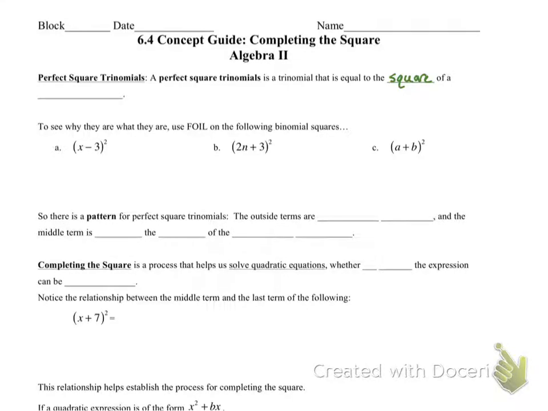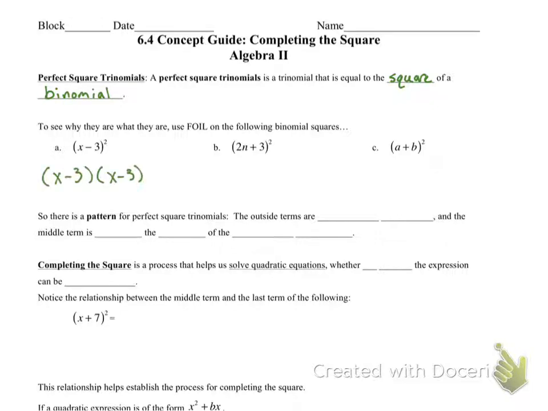Alright, so we are now on 6.4, completing the square. Perfect square trinomials. A perfect square trinomial is a trinomial that is equal to the square of a binomial.